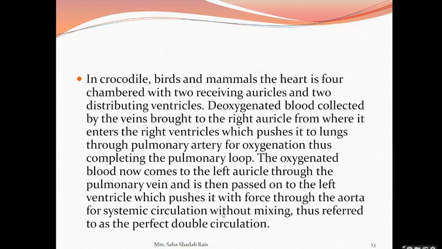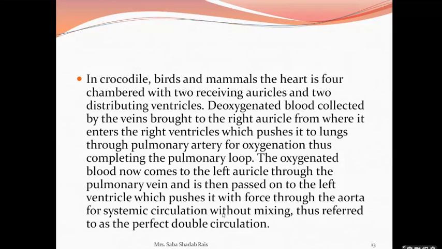Now in the higher animals like birds and mammals, and the only exception being the crocodile, the heart is 4-chambered with 2 receiving auricles and 2 distributing ventricles. Now what is going to happen? Complete compartments are there. So these chambers will not let the blood mix. Okay, so that's why it is a perfect double circulation.